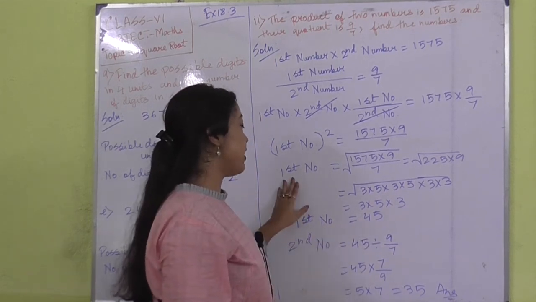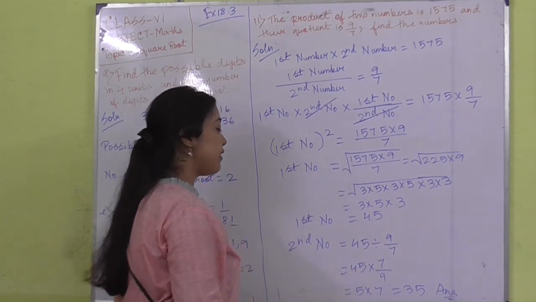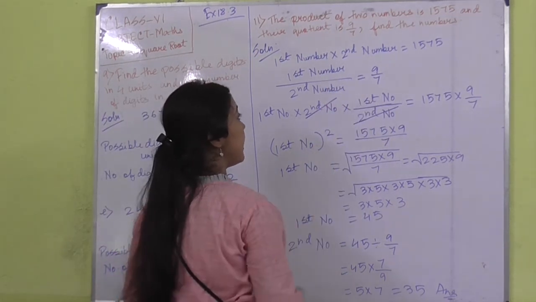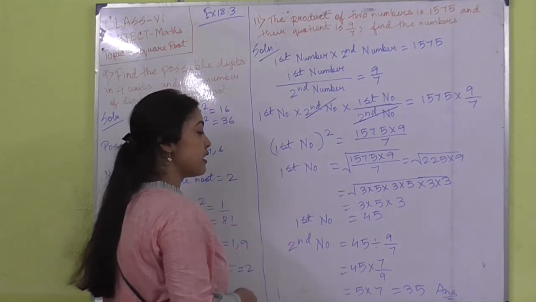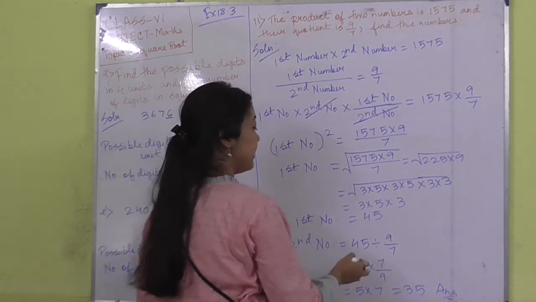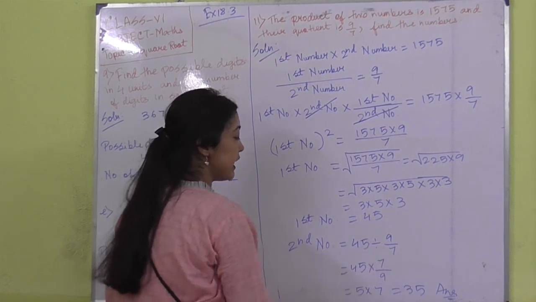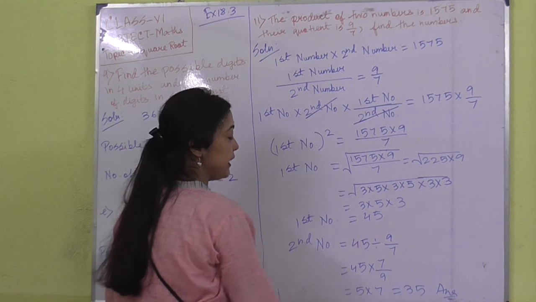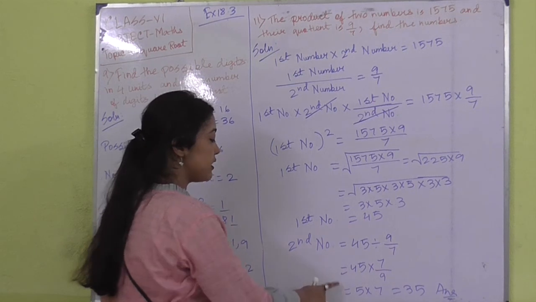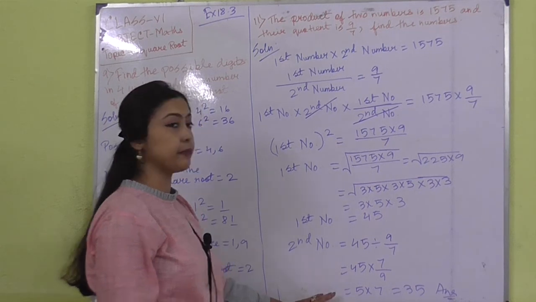In this way we are getting the first number as 45. Now we have to find the second number. How will we find it? It has been given that first number by second number is equal to 9 by 7. We have already got the first number, 45. We divide it by 9 by 7. So 45 divided by 9 by 7, we reverse it, that is 45 into 7 by 9. 9 fives are 45, and 5 into 7 comes as 35. So our second number is 35. In this way we have got the first number and second number.